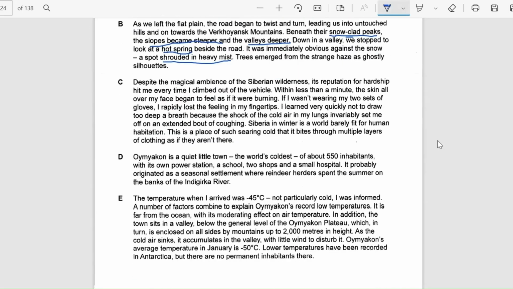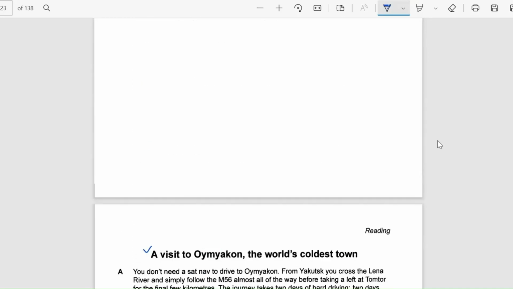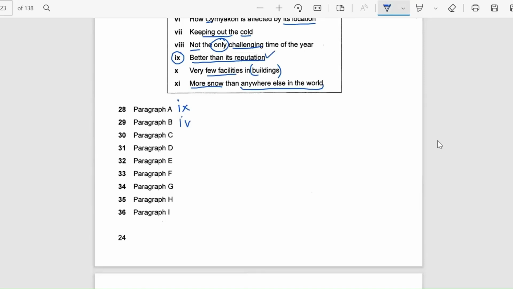Now let's quickly go to para C, and we see that there is this word despite, which shows a contrast between two thoughts, and then they're saying this magical ambience, its reputation. It's known for what? Its hardships. Now look, the word reputation is coming here and the word reputation is coming here as well. Okay, so don't get carried away when you see the same words appearing in options and in the paragraph. You can see that the term reputation has already been talked about in paragraph A in a different context. And so that is why I would not get into this trap.